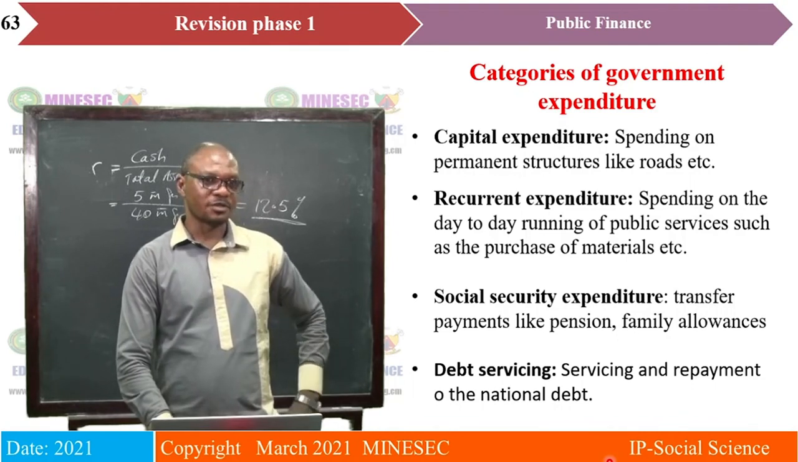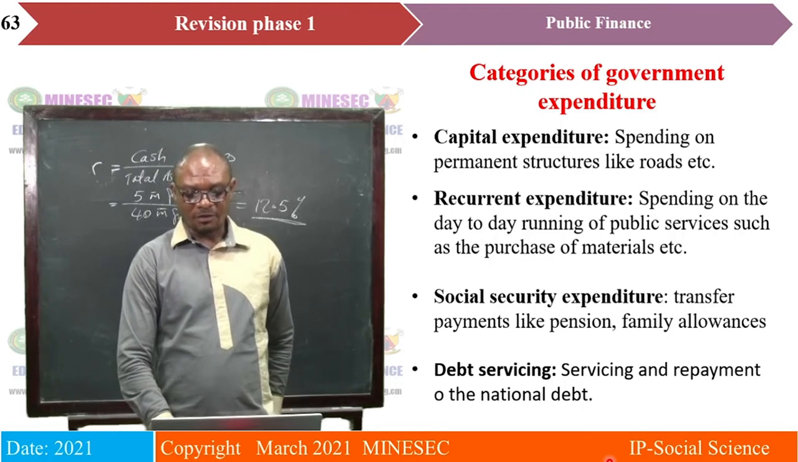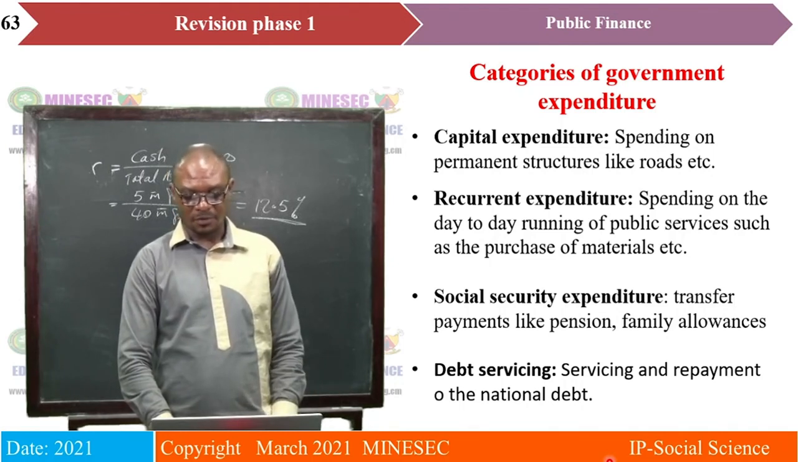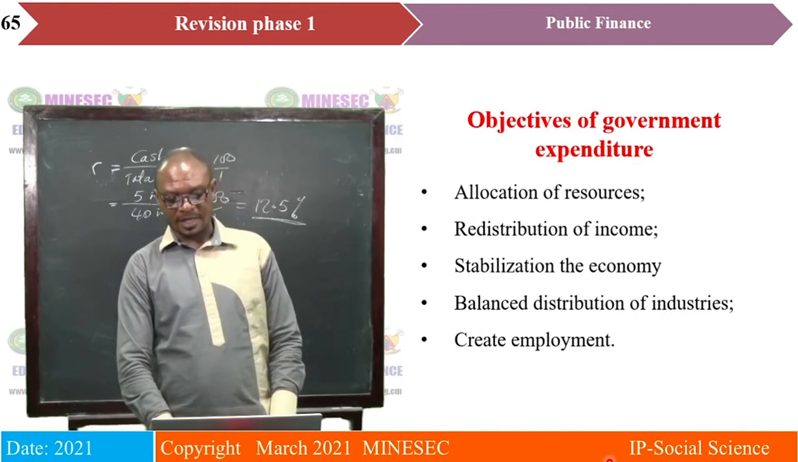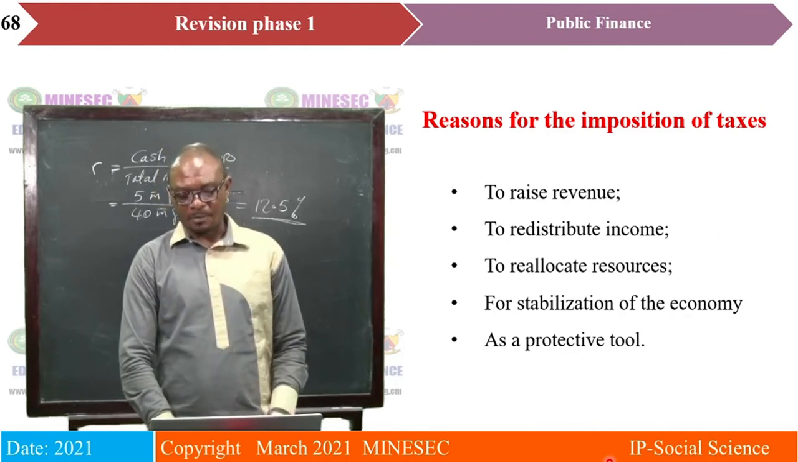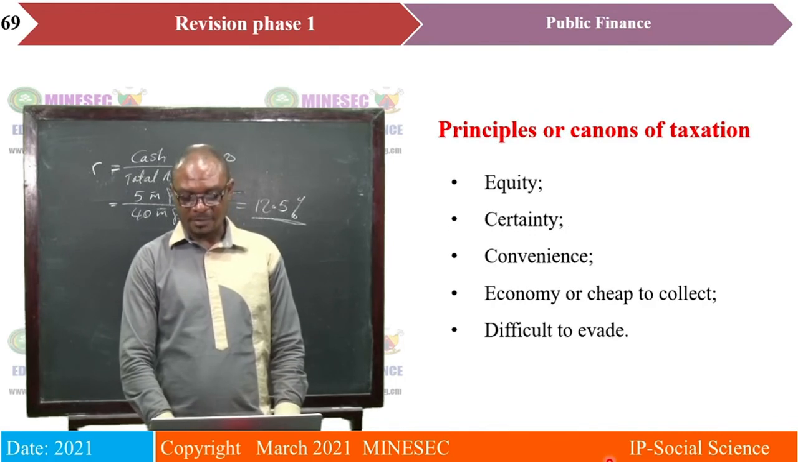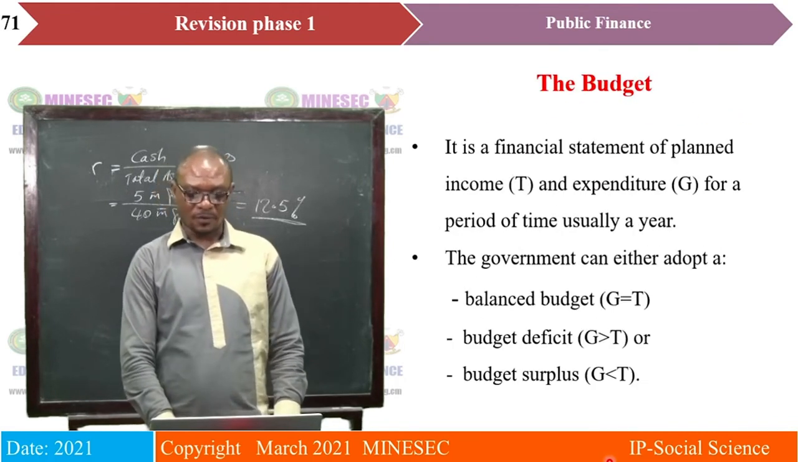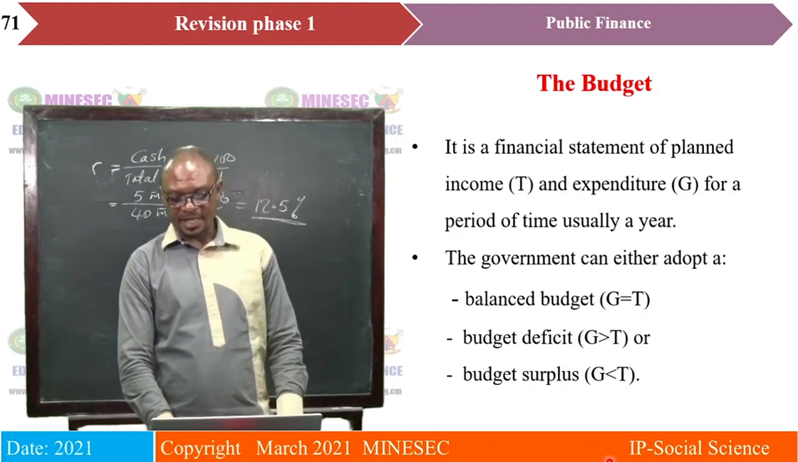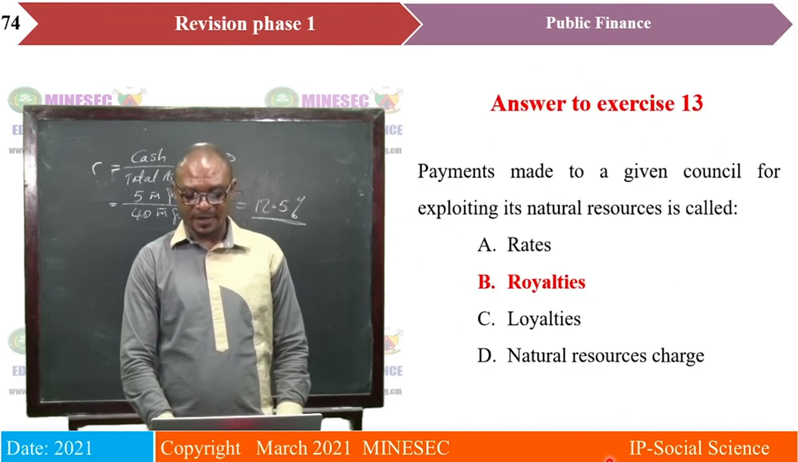Categories of government expenditures. We have capital expenditure, recurrent expenditure, debt servicing expenditure, and so on. The reasons for imposing taxes. Government imposes taxes to raise revenue, to redistribute income, to reallocate resources, for stabilization of the economy, and so on. Remember, the budget is a financial statement of planned income and expenditure for a period of time, usually 1 year.